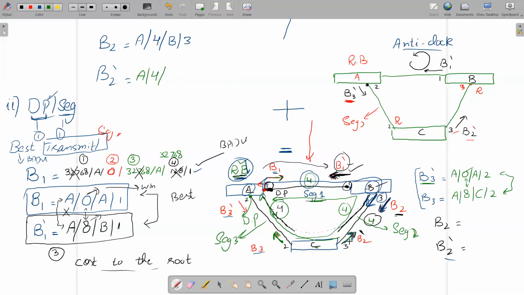And then who is sending right now? Who is sending this BPDU? Obviously this switch, the switch C. And by using which port? The port 3, and this is your port number 3.